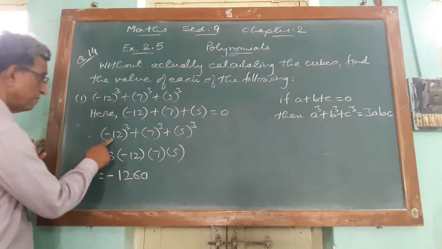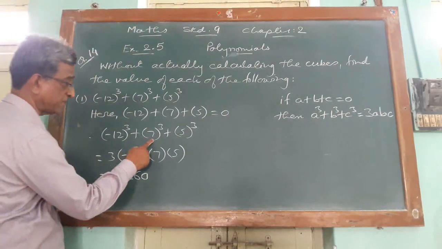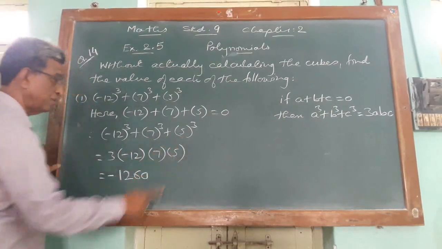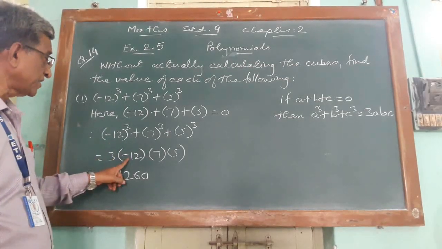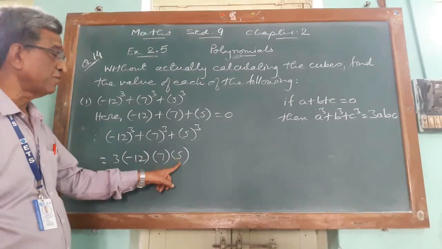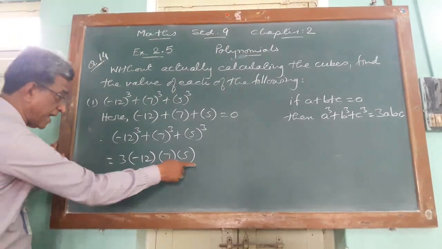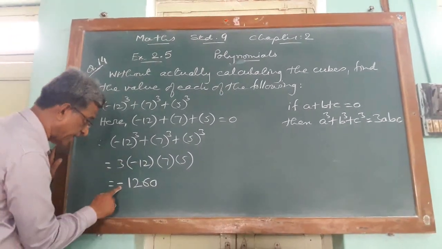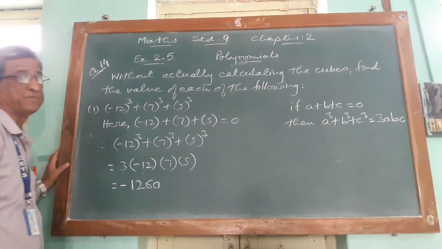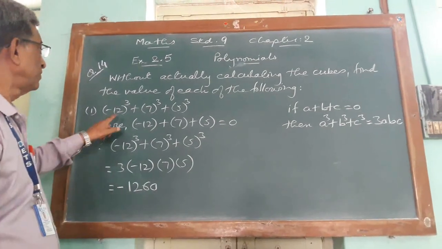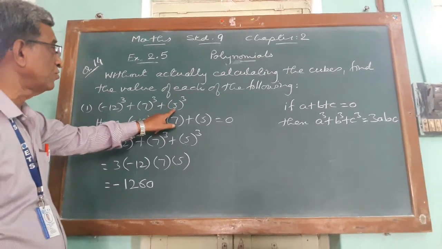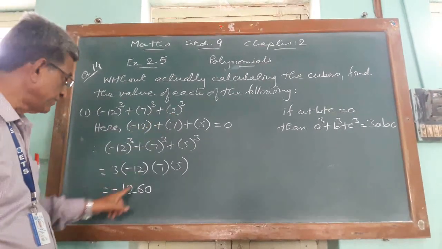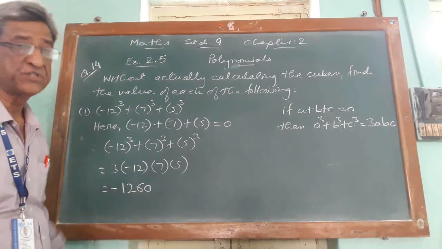So minus 12 cube plus 7 cube plus 5 cube is equal to 3abc, that is 3 into minus 12 into 7 into 5. If you multiply, you will get the answer minus 1260. So minus 12 cube plus 7 cube plus 5 cube gives you minus 1260. Answer.